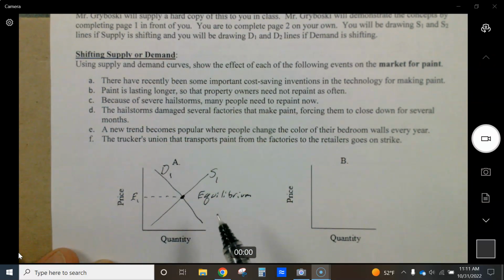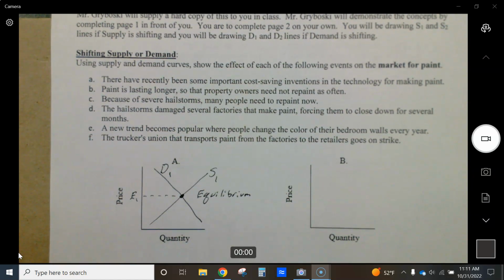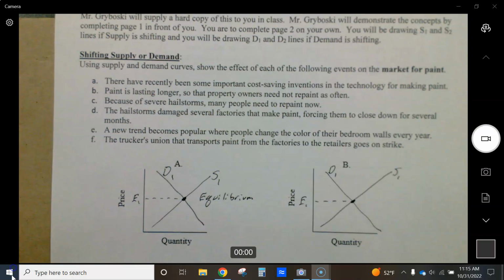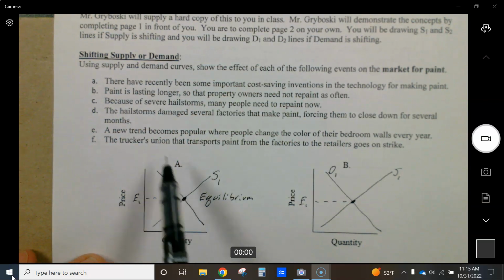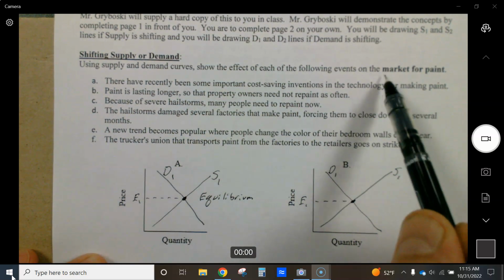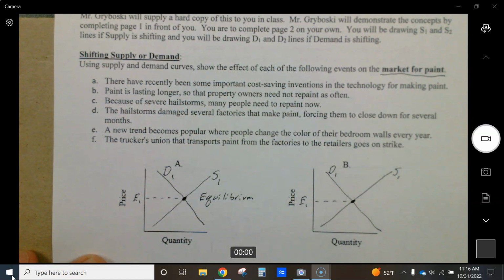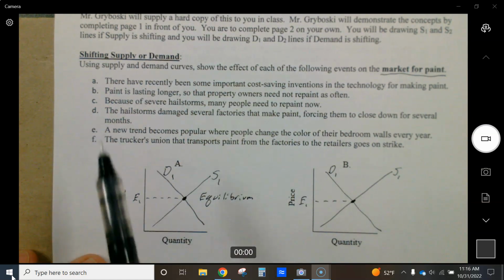Okay, so I am going to pause the video and then just finish putting this on every single graph, and that's our starting point for each one. Alright, let's get started with letter A. And just a quick reminder, all of these scenarios have to do with the market for paint. So we want to keep that in mind as we read the scenario.